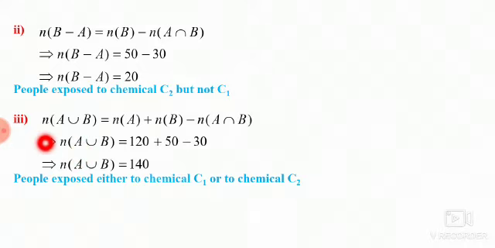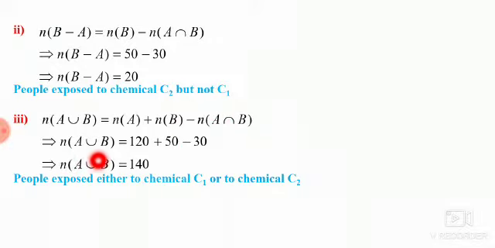Finally, we should find the number of individuals who are exposed to chemical C1 or C2. It is given by the formula N of A plus N of B minus N of A intersection B. As I have taken, A stands for the individuals exposed to the chemical C1, B stands for the individuals exposed to the chemical C2, and these are exposed to both chemicals C1 and C2.